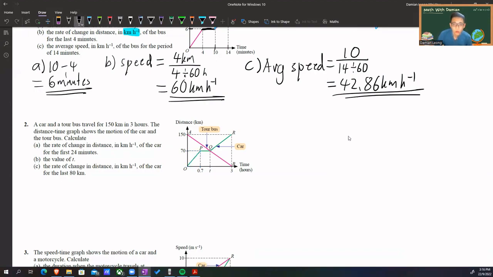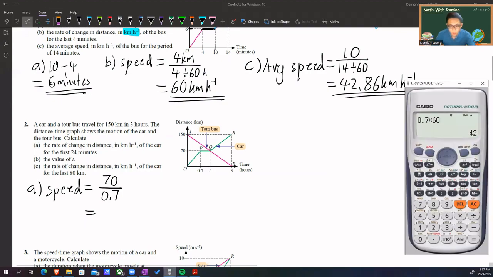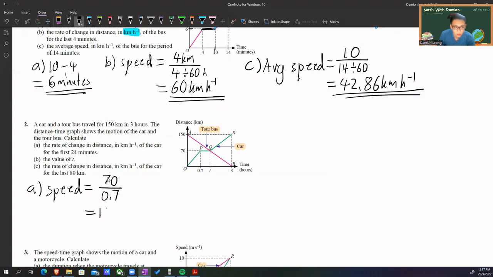So we can just find the speed using the 0.7 and the 70 here. Again, rate of change of distance is the speed. So I take the change in distance over the change in time, 0.7. I can just use 0.7 because the unit is correct, it's km and hours. So 70 divided by 0.7, I will get 100. So it's 100 km per hour.